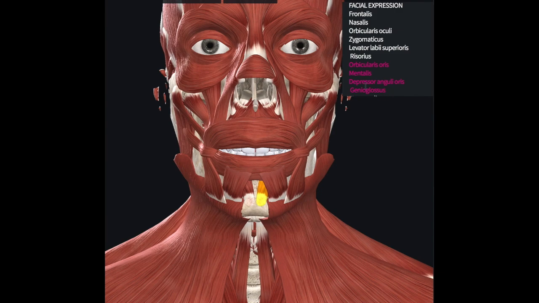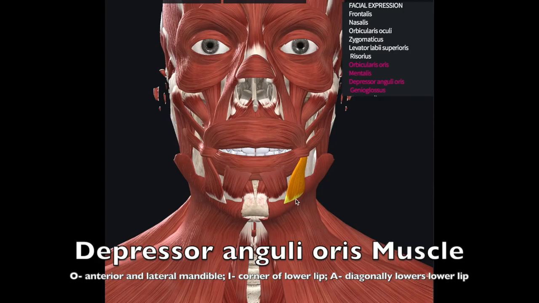The next muscle is the Depressor anguli oris, and that's this one here. Its origin is on this muscle here called the platysma, as well as the lower portion of your mandible, so sort of like at that edge of the mandible. And its insertion is on the corners of your mouth. And during contraction, it'll draw the corners of your mouth downward and at an angle as if you're frowning.